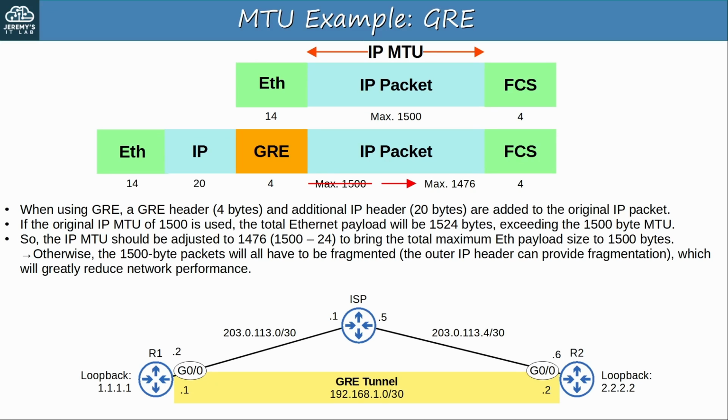As I've noted here, the outer IP header can still provide fragmentation, so the 1524 byte packets won't be dropped, but they will all be fragmented, which slows things down a lot for both the sender and the receiver. You should avoid fragmentation whenever possible.